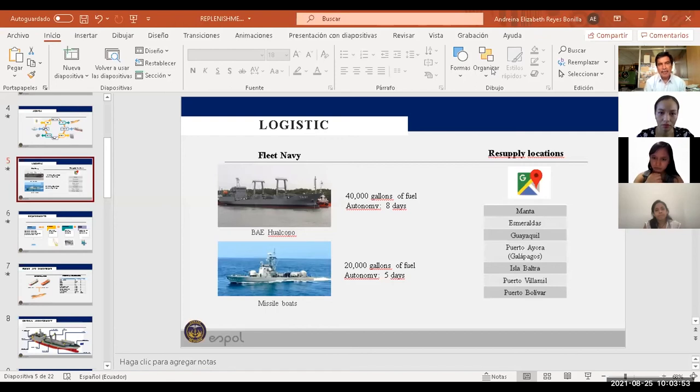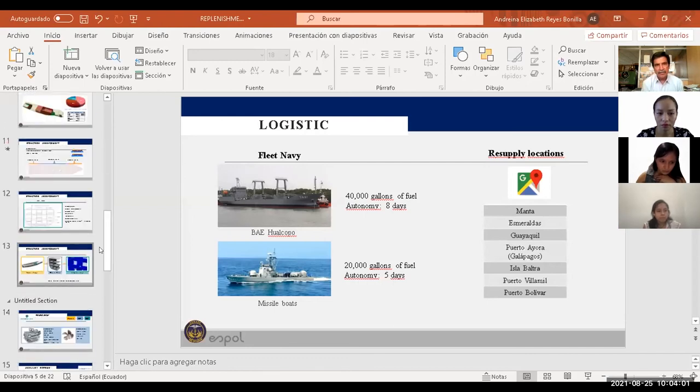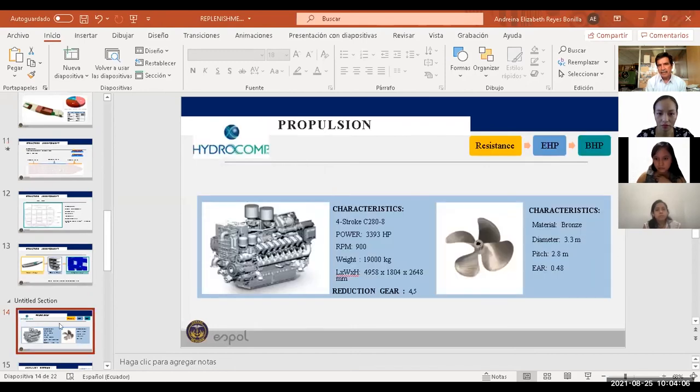You show in the propulsion calculations that you're going to use a propeller with an area ratio of 0.48. Did you consider cavitation? Yes, but we use the program Hydrocom. Don't tell me that. It looks very, very low, but I mean, I could be wrong, but it looks very, very low. Okay, so I guess you should check that.